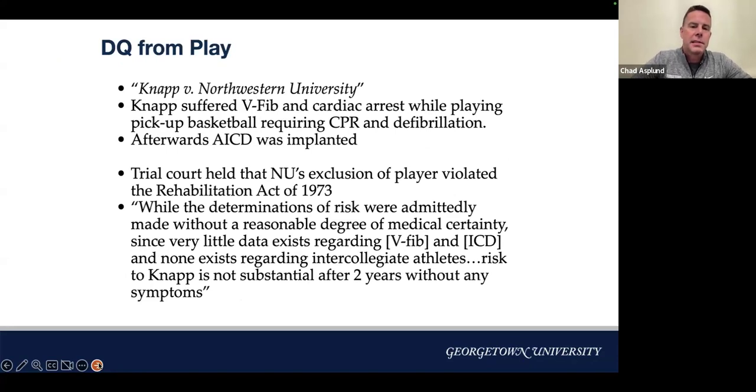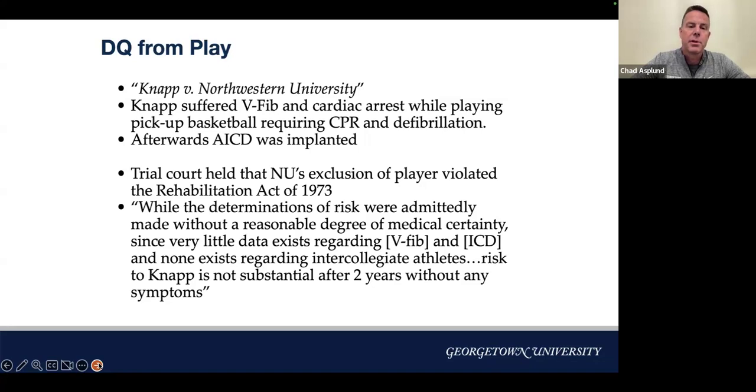Another similar case is Knapp versus Northwestern. This is a little bit more recent. Knapp was a basketball player who suffered cardiac arrest and ventricular fibrillation, had CPR and defibrillation, and then had an AICD implanted. The trial court held that Northwestern's exclusion of the player violated the Rehabilitation Act of 1973.